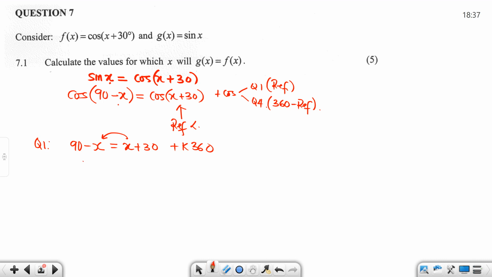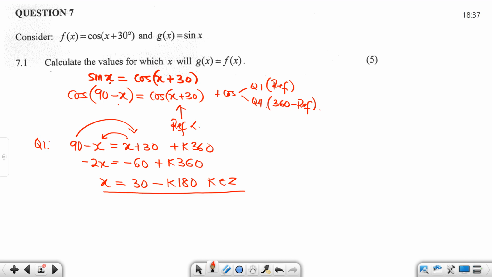Can we do the algebra here? We bring that there. What do you have? Negative 2x. Can I take my 90 there? What do we have? Negative 60 plus k 360. We divide by negative 2. What do we have? X equals 30 minus k 180, k being an element of integers. And we're done, guys. It's all just algebra remaining.